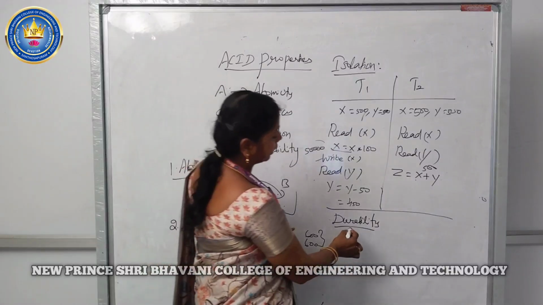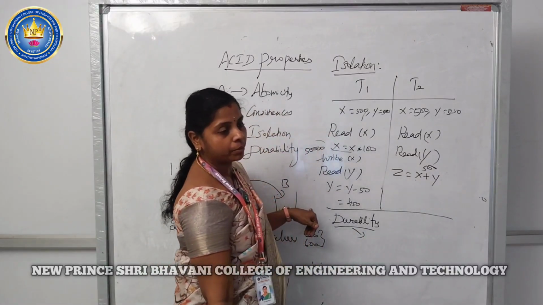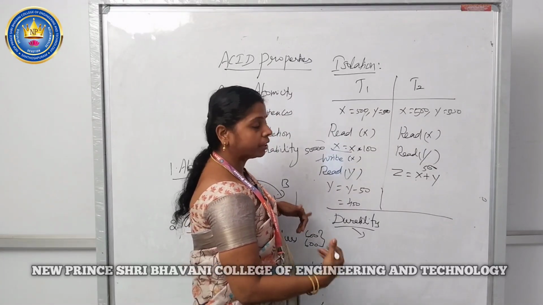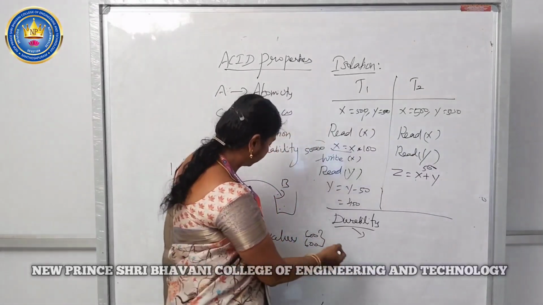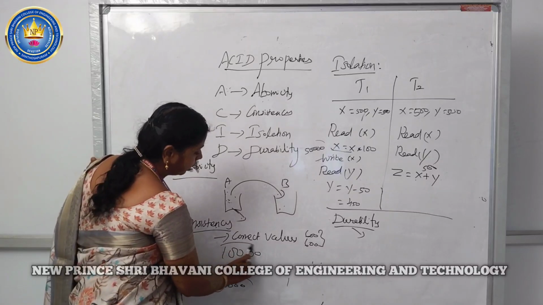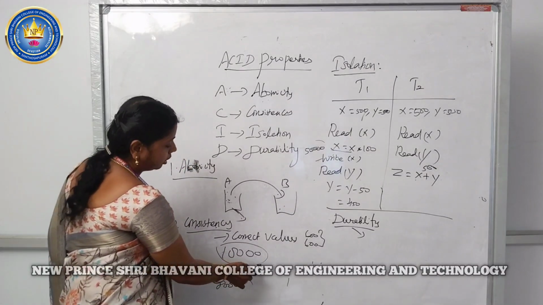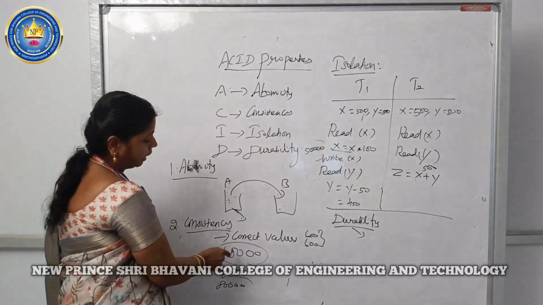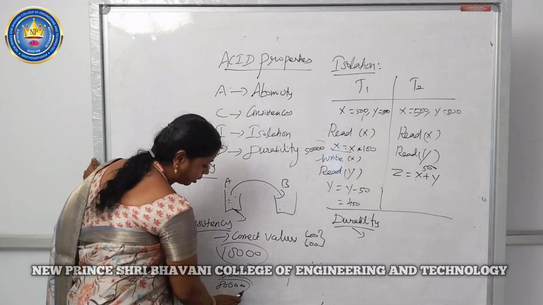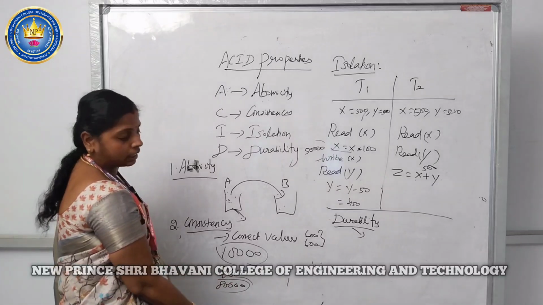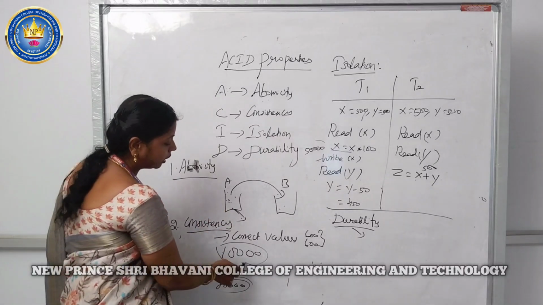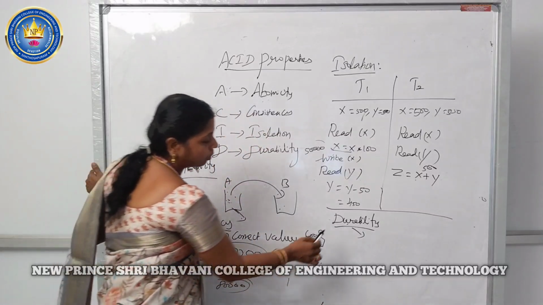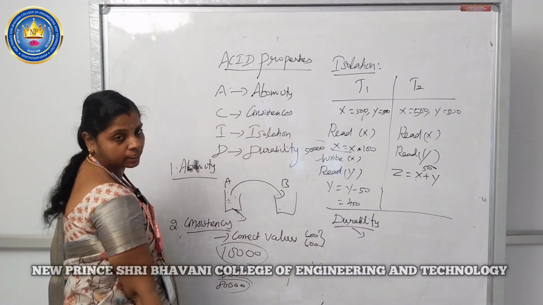Durability means, for example, consider the same example: in our ATM, we are withdrawing a particular amount. After withdrawal, it should be updated. Already I said the example, in our account we have the balance 10,000. We have withdrawn the amount 2,000. So the remaining balance 8,000 should be updated in our existing database. If it is not updated, it is inconsistent data. So at the correct time, the database should be updated. This is known as durability. If it is not updated, it will produce the inconsistency.